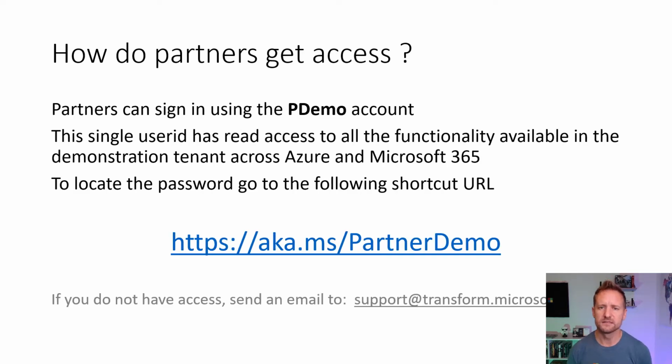Simplest way to get access is to use this aka link, which takes you to the partner demo. That takes you into a place actually called demos.microsoft.com or the CDX Transform platform, known by many different names. And in there, we're going to give you a new account called pdemo, and you sign in with pdemo and the password. That's what this short video is about: to teach you how to do that, the best ways to get into it, how to use it, etc.